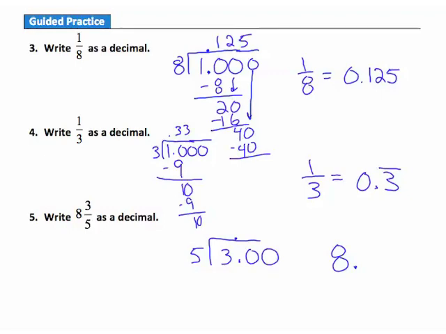Bring the decimal up. 5 won't go into 3, but it will go into 30. And it goes in 6 times. 6 times 5 is 30. We subtract, it's gone in there evenly, so we're done. So the fraction 3/5 is just 0.6. So when I write 8 3/5 as a decimal number, it's going to be 8.6.